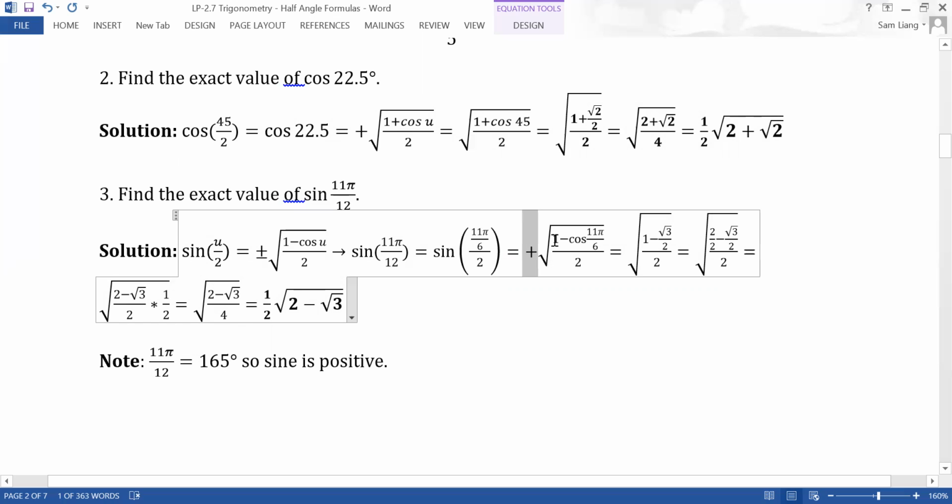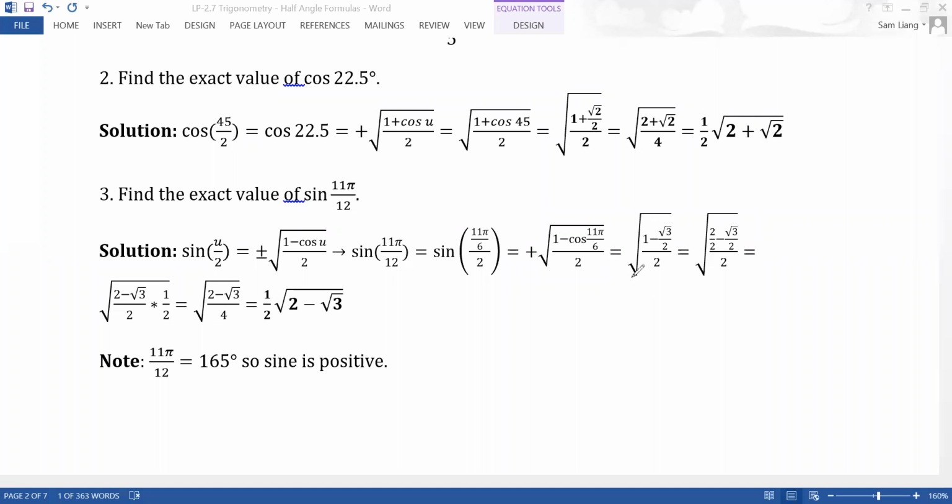So we're going to choose the positive option. And then using the half angle formula, we get 1 minus cosine 11π over 6 over 2. So π over 6 is 30 degrees, and 11π over 6 is 330 degrees, that's in quadrant 4. It's right here. The reference angle here is 30 degrees, and so cosine 30 degrees is root 3 over 2. And we know that cosine is positive here. So it's 1 minus positive root 3 over 2.